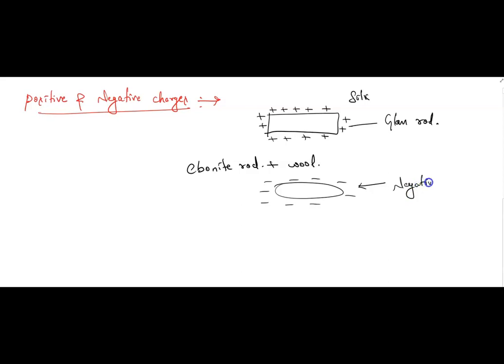The charges which are produced, those are called negative charge. Simple. It means when you rub the glass rod with a silk, the positive charge is produced. When you rub the ebonite rod with the wool, then we get the negative charge. So this is about the positive and negative charges.